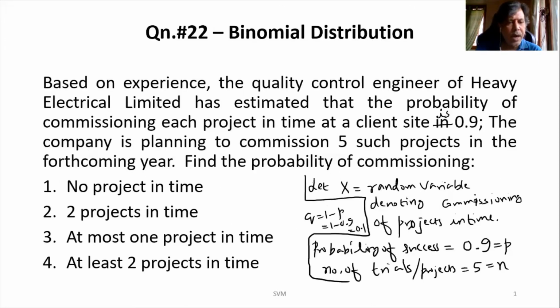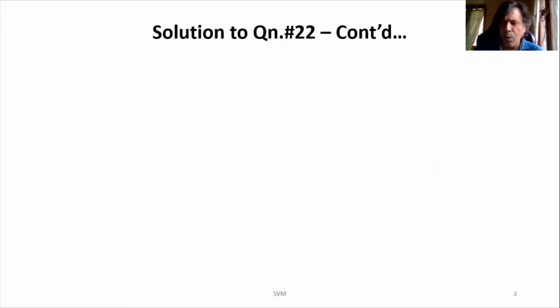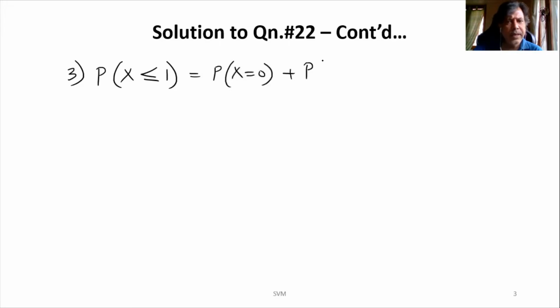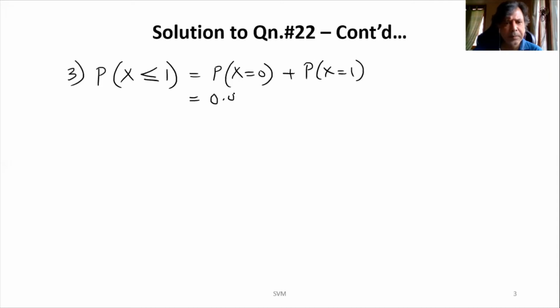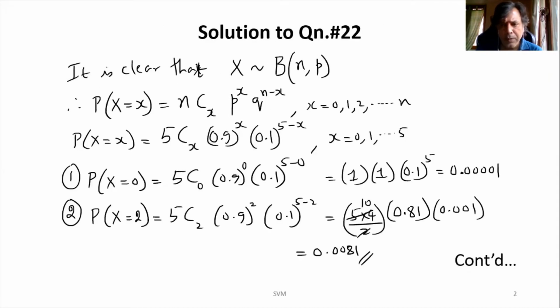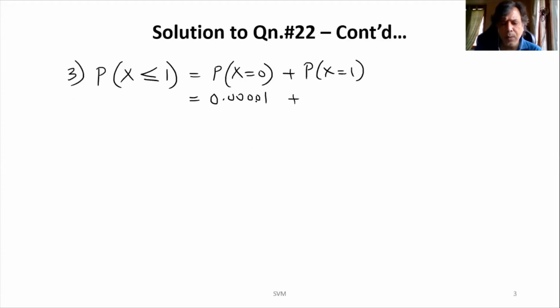Now, what is the third one? At most 1 project in time. Let us move on. At most 1 project in time means maximum one project in time. So that means this X has to be less than or equal to 1. Since it is at most, I have to consider it as less than or equal to 1. So I can write this as X is equal to 0 and X is equal to 1. X is equal to 0 already we found as 0.00001. We can copy that, four zeros. Then probability of X is equal to 1, we need to calculate.